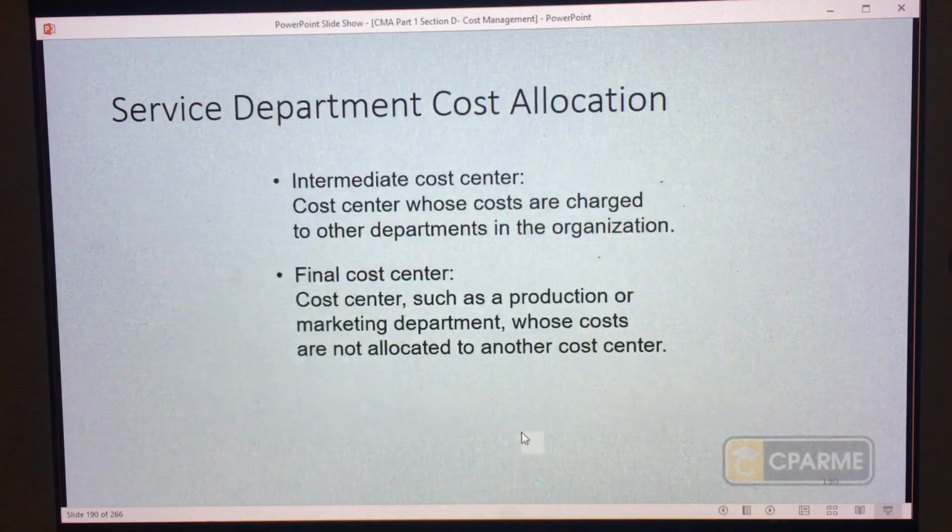For service department cost allocation, again, you have what you call your intermediate cost center. In our intermediate cost center, the costs from this department are charged to other departments in the organization. Whereas when we say that one cost center is a final cost center, the cost of that section or that department or that center is no longer allocated to other cost centers. It's final, it stops here. But if it's an intermediate cost center, the costs in the center are still allocated to other service departments.